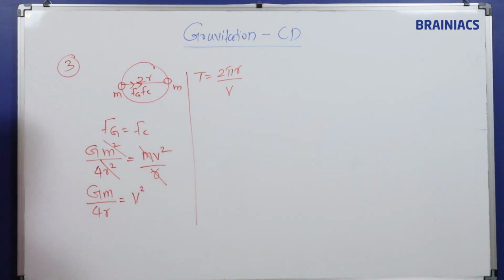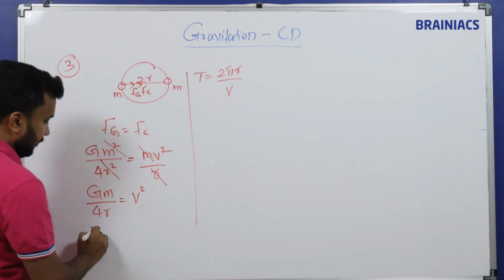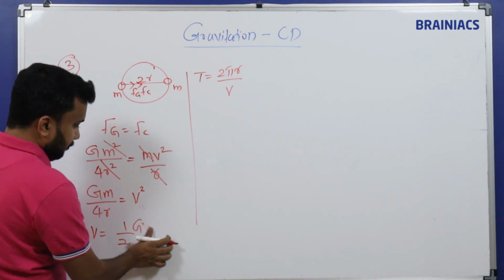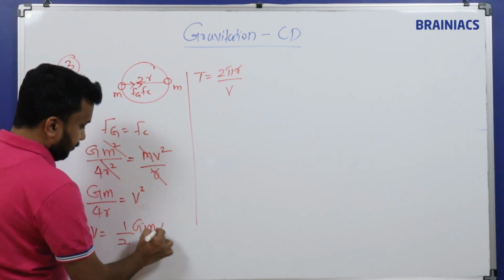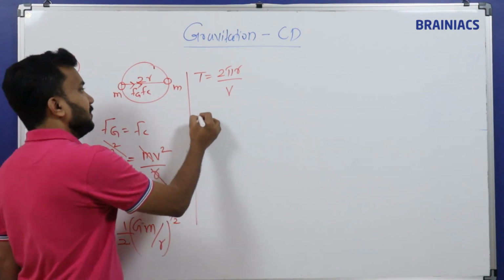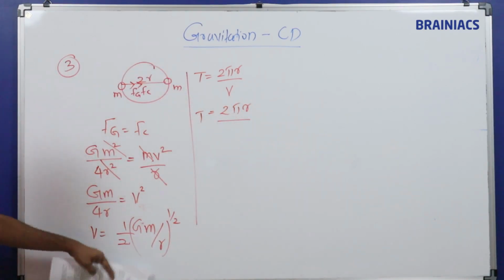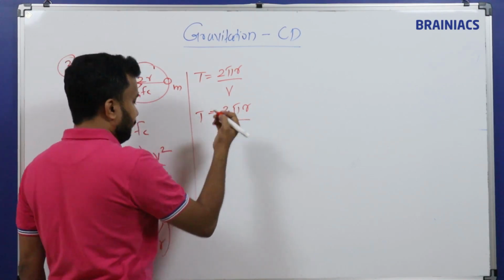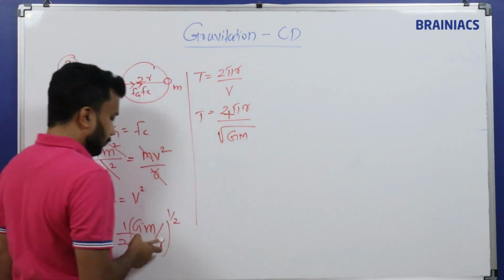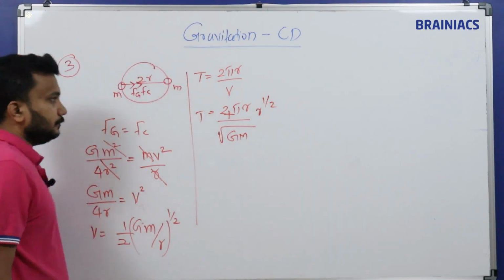So v is equal to, we can substitute further over here, 1 by 2 into Gm divided by r, the whole raised to 1 by 2. Now we substitute this into the time period, 2 pi r divided by v. With this v, the 1 by 2 goes to the numerator, so it becomes 4, and root Gm, and r by 2 goes to the numerator.